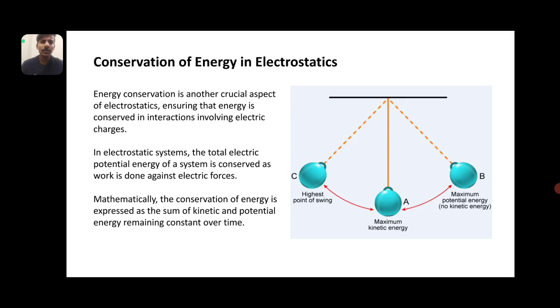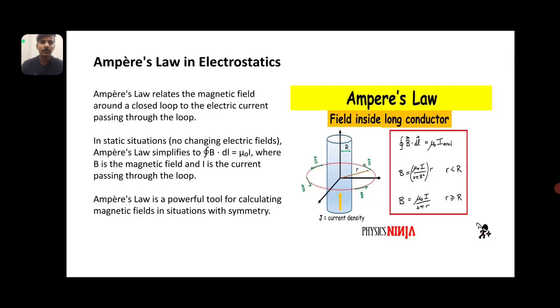Conservation of energy in electrostatics. Energy conservation is another crucial aspect of electrostatics, ensuring that energy is conserved in interactions involving electric charges. In electrostatic systems, the total electric potential energy of the system is conserved as work is done against electric forces. Mathematically, the conservation of energy is expressed as the sum of kinetic and potential energy remaining constant over time.